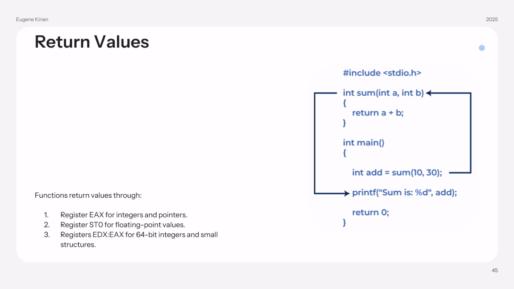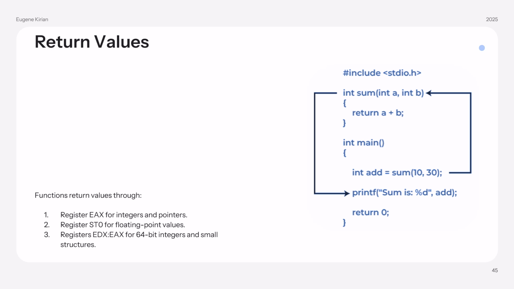When it comes to returning values from functions, the convention is to use specific registers depending on the type of value being returned. For integers and pointers, the return value is typically stored in the EAX register. This makes it easy for the caller to access the return value. For floating point values, the return value is stored in the ST0 register, which is part of the floating point unit, or FPU.